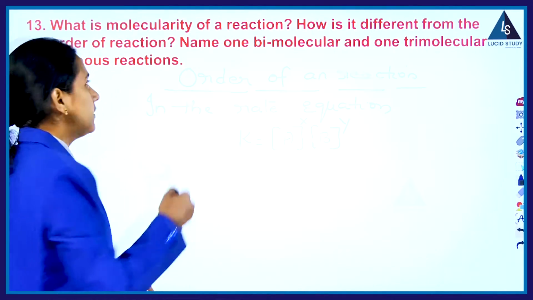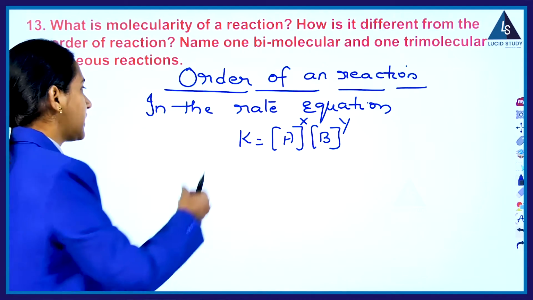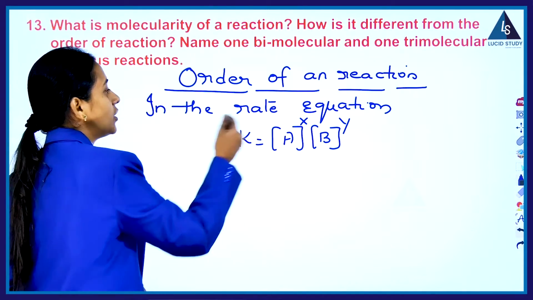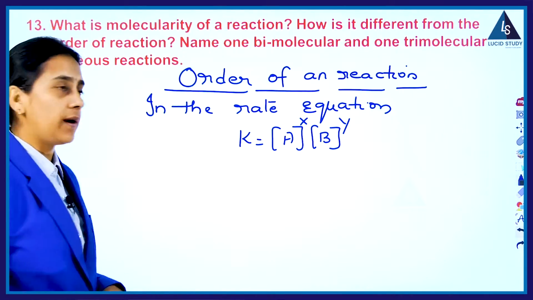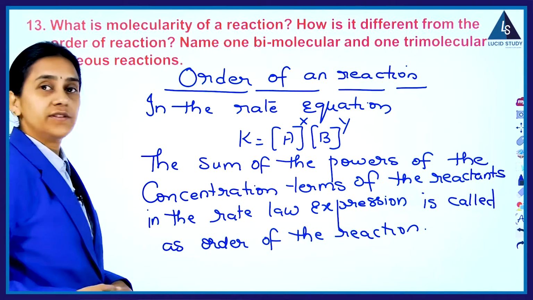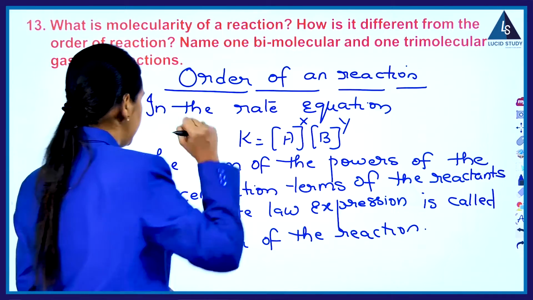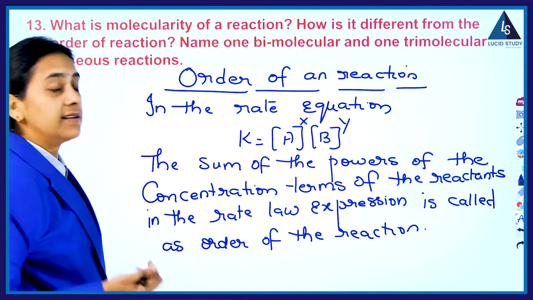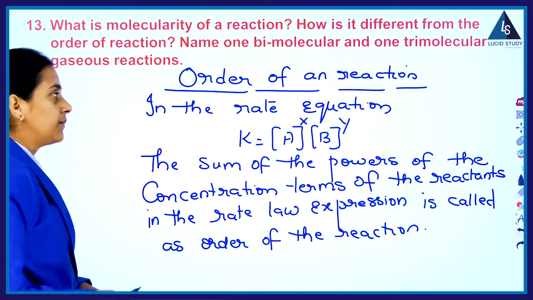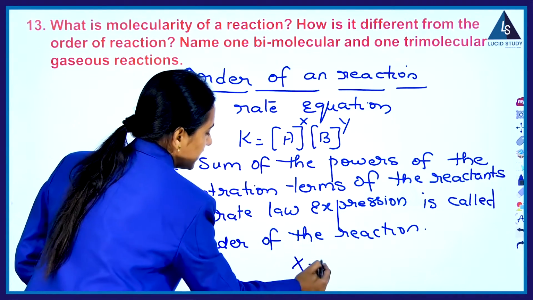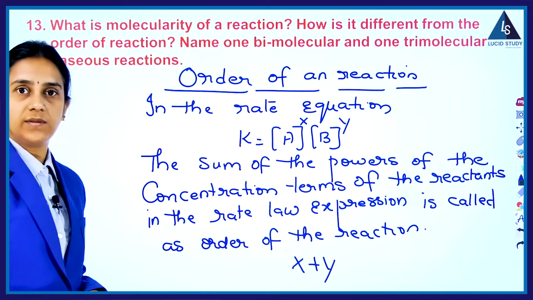Order of the reaction. In the rate equation, that is rate equals k times concentration of A to the power x and concentration of B to the power y. The sum of the powers of the concentration terms of the reactants in the rate law expression is called the order of the reaction. So these are the powers. So the sum of the powers, x plus y, is called the order of the reaction.